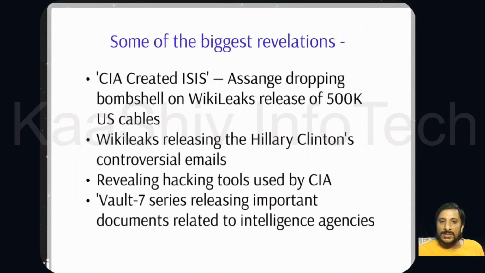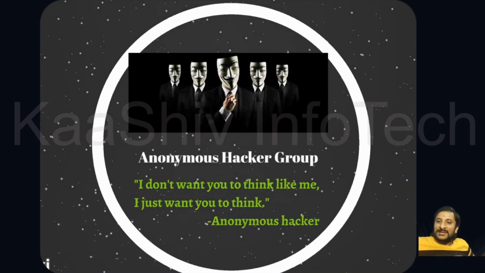What are the biggest revelations they have made? That the CIA created ISIS. So the American agency created ISIS. Oh my God! WikiLeaks released Hillary Clinton's controversial emails, revealing hacking tools used by the CIA. The Vault 7 series released important documents related to intelligence agencies. So Osama bin Laden was created by the American government.